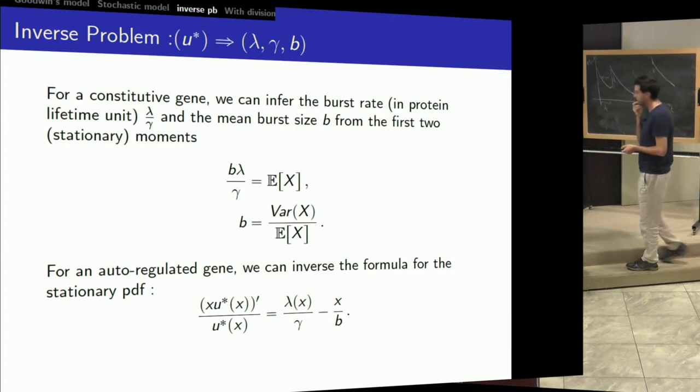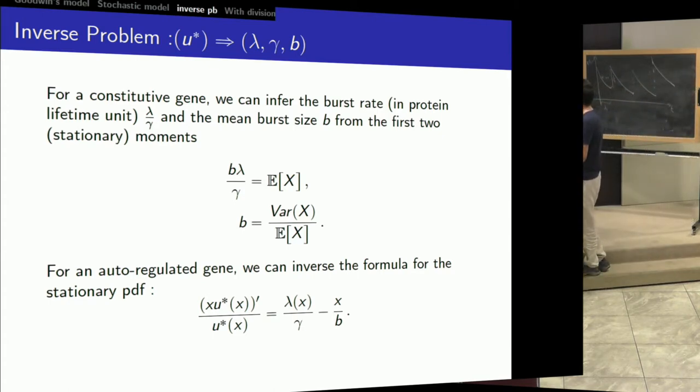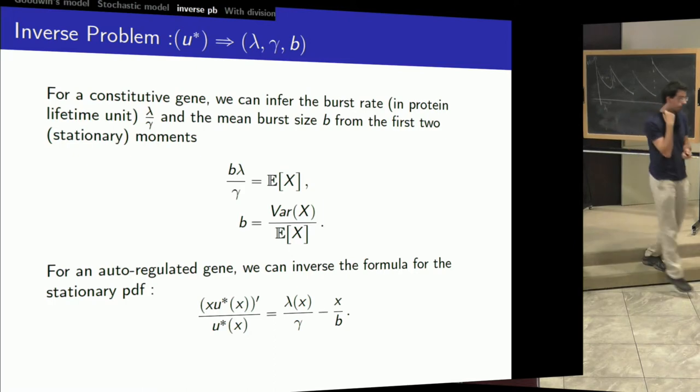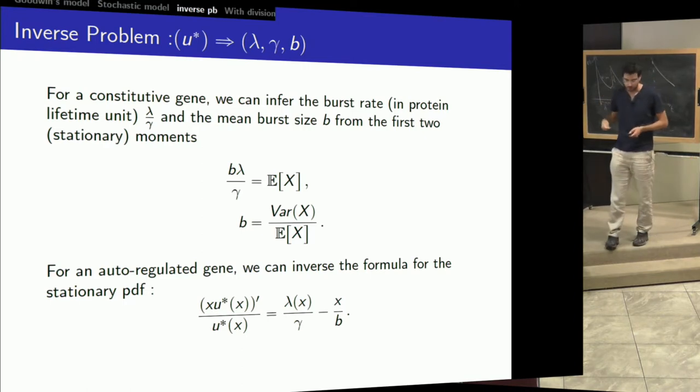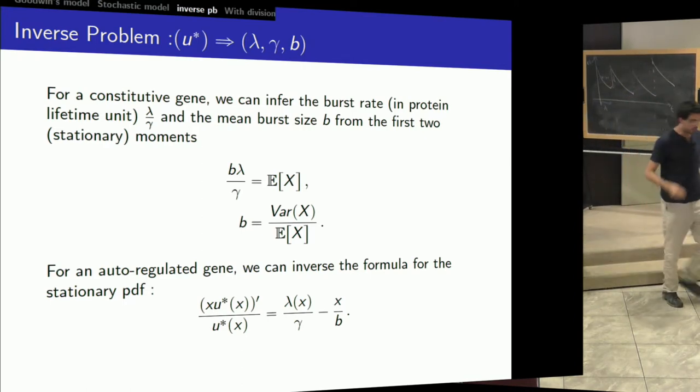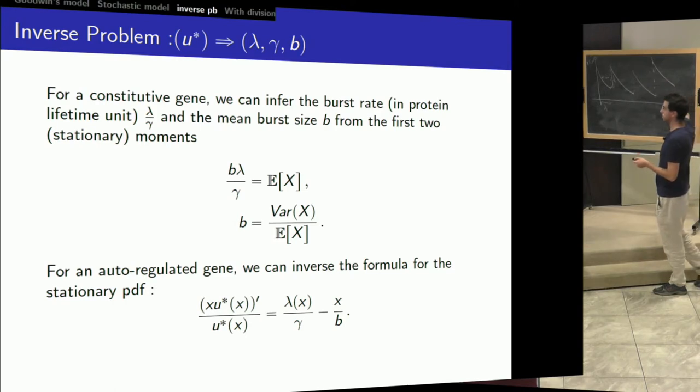Okay, I want to speak a little bit before finishing about how to do the inverse problem. So the inverse problem for me is I have an observation of my stationary state, and I want to recover some of the statistics of the burst, which are here: my lambda, the jump rate, my gamma, the deterministic drift, and my B or my H, which governs the jump size. If it's a constitutive gene, so no regulation, lambda is a constant and does not depend on X, and the size of the burst also does not depend on X, and B is the mean burst size.